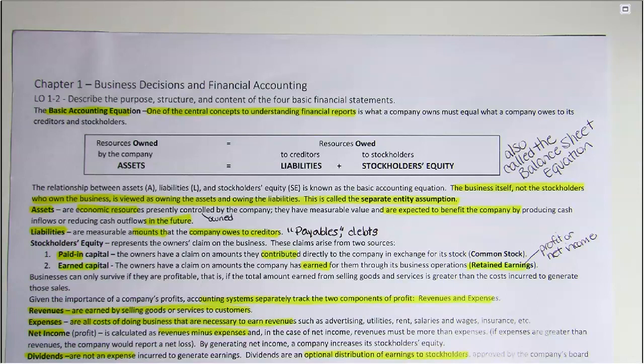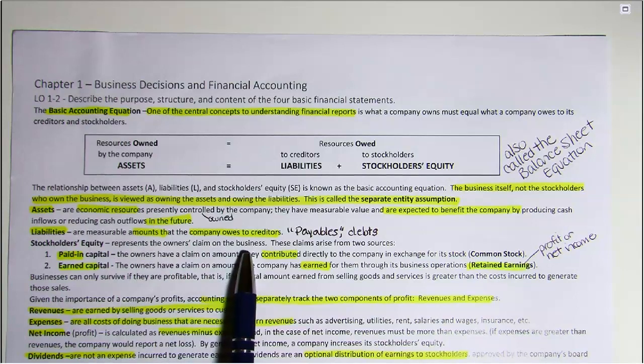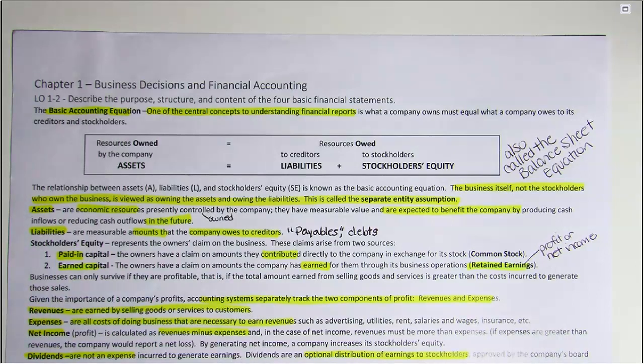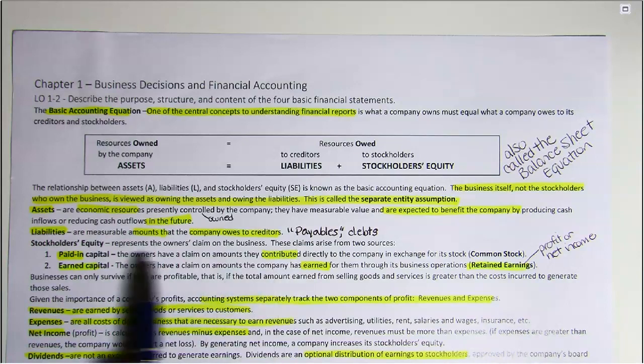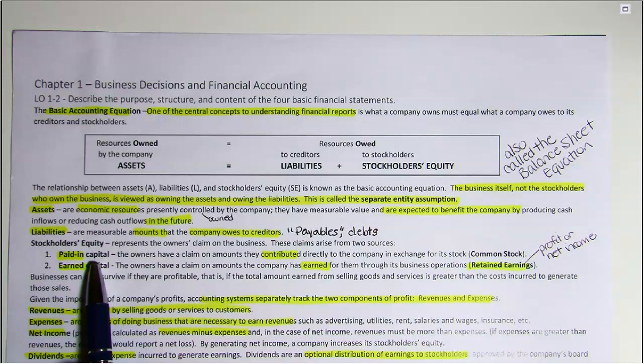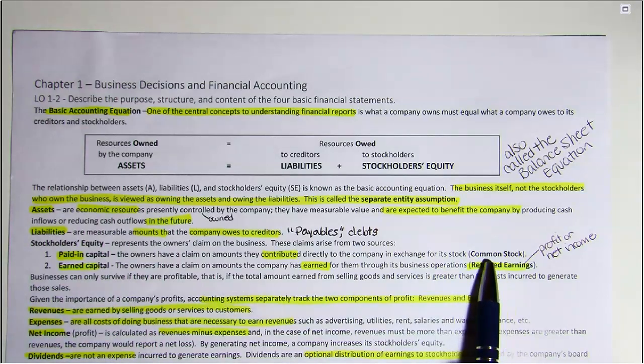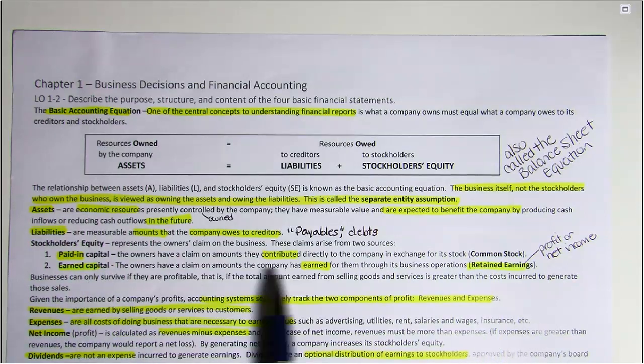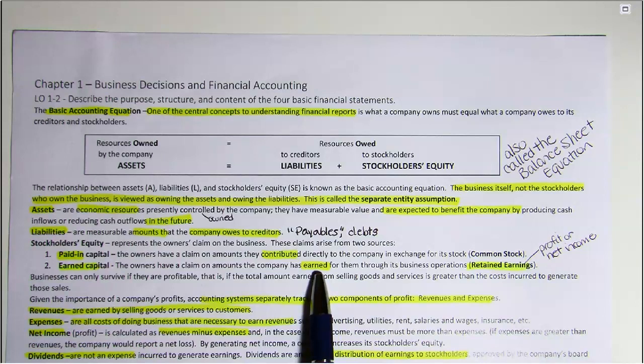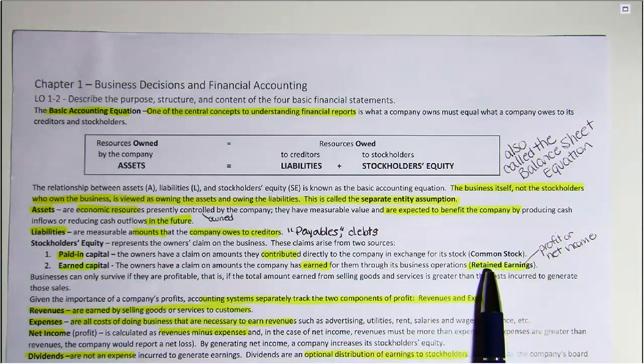Stockholders' equity represents the owner's claims on the assets of the business. And the owner's claims result from two things. Amounts that the owners have contributed to the company, we call that paid-in capital. They contribute money or other assets in exchange for stock. Then there's earned capital, and that's the money that the company has earned through profitable operations. In other words, profit. We call that retained earnings. The word retained means kept, and your earnings are your profit or your net income.